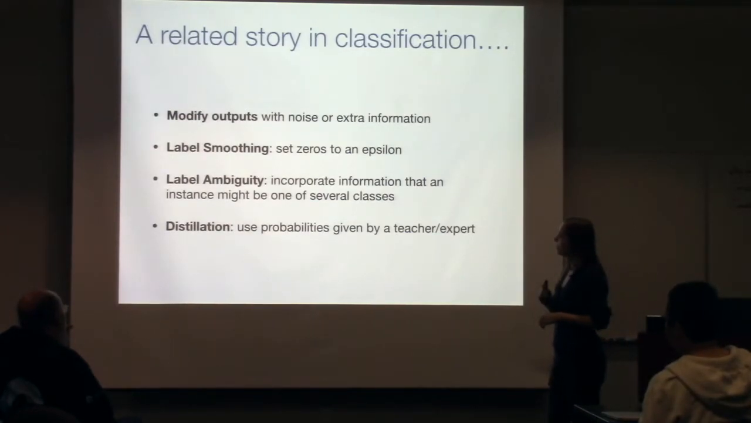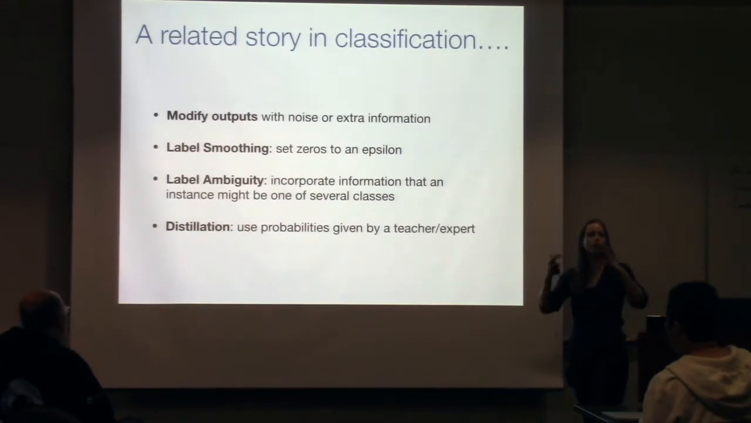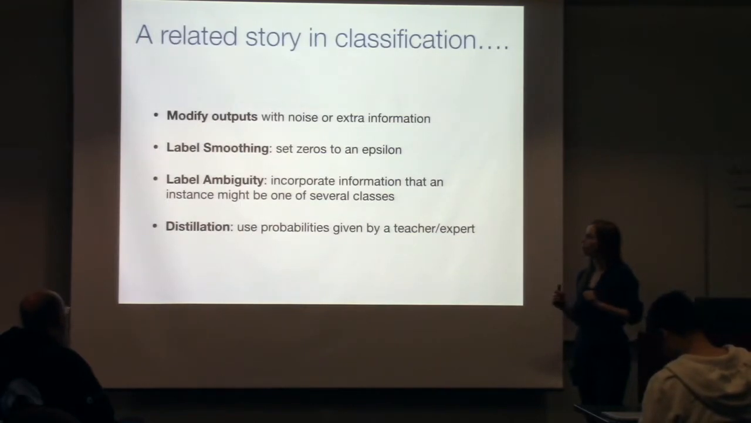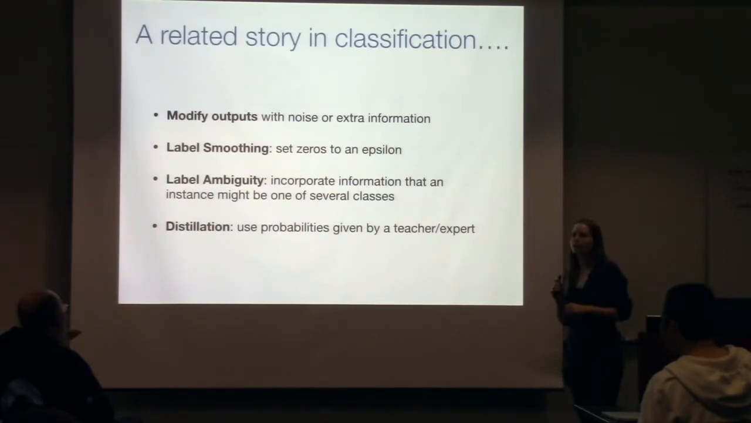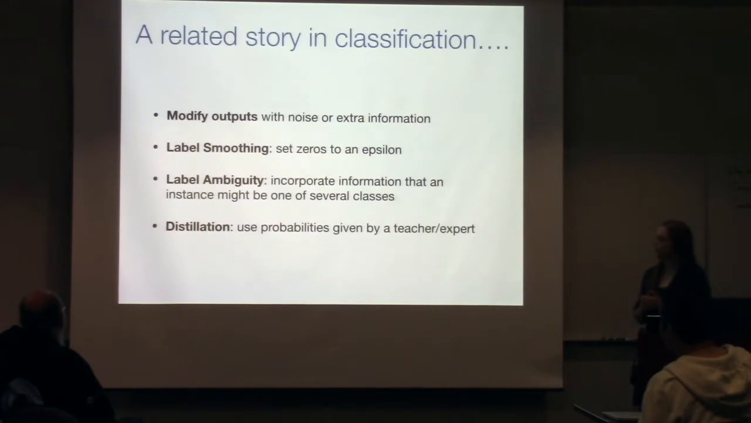Label ambiguity is a really nice paper from 2017 that tries to incorporate some extra information about other labels that are plausible, not just uniformly giving extra epsilon, but saying that for this instance, this group of classes probably has some possibility of being active. It takes a little more expert information, but again smooths the outputs a little bit. This is related to distillation as well, where instead of learning hard 0-1 classes, you're given probabilities by a teacher or an expert, and again that seems to improve performance. So in classification, there's a compelling story that changing these outputs improves prediction performance.